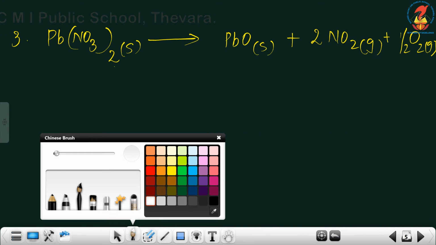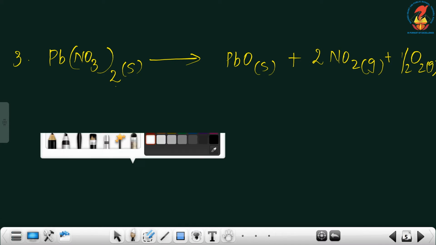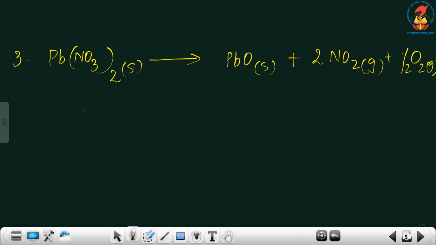Now the next equation is Pb(NO3)2 solid gives PbO solid plus 2NO2 gas plus half O2 gas. Now let us assign the oxidation state of each and every atom or element present in the given equation. We know that oxygen is -2. Lead, we know the oxidation state is +2 because it is a group 2 metal.